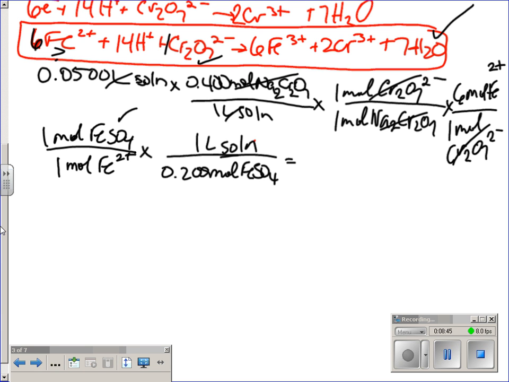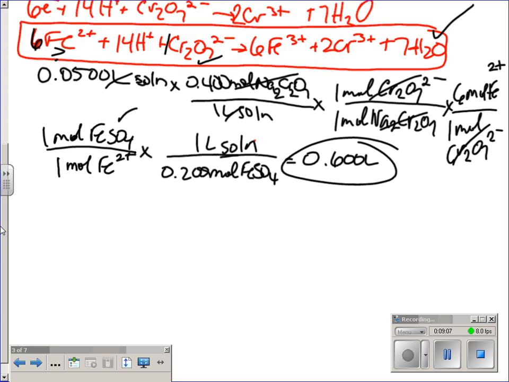0.02 times 1, easy. 0.02 times 6. 0.12. 0.12 divided by 0.2. 0.6. So 12 divided by 2 is 6. So that's the decimal movement. Okay? I didn't touch the calculator, guys. You guys are awesome. So 600 milliliters of solution, or 0.6 liters.